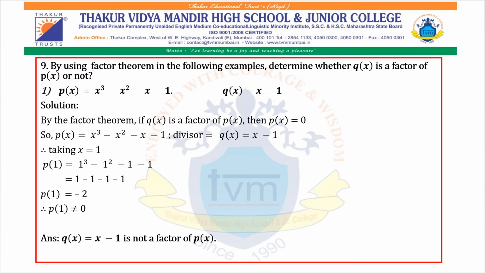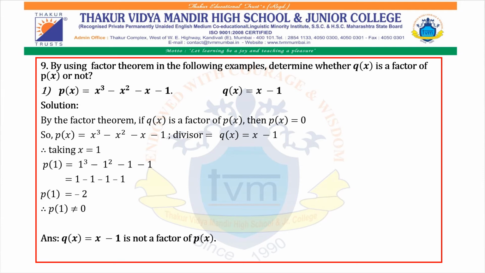Question 9. By using the factor theorem in the following examples, determine whether q(x) is a factor of p(x) or not. First, p(x) = x³ − x² − x − 1, q(x) = x − 1. By the factor theorem, if q(x) is a factor of p(x), then p of the root is equal to 0. So p(x) is the polynomial which is already given, and the divisor is q(x), that is x − 1.